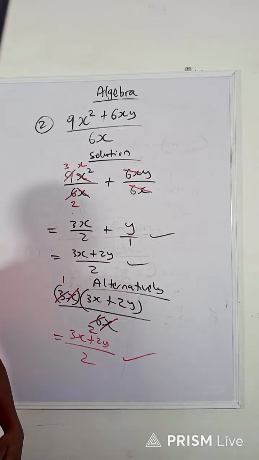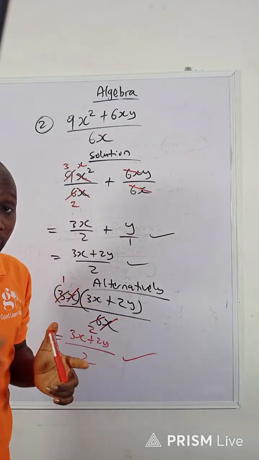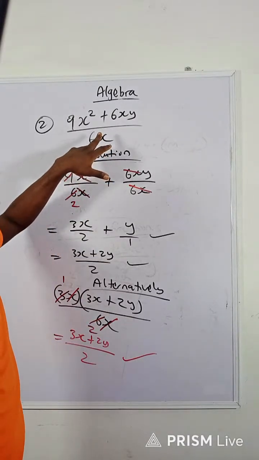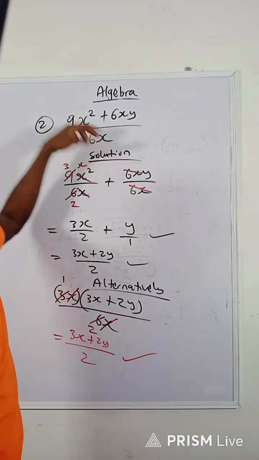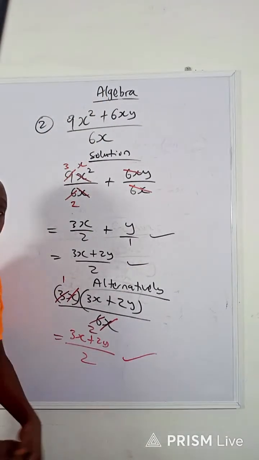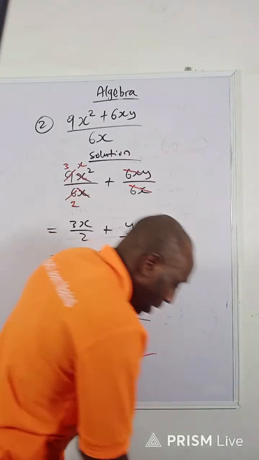All right? Just be careful how you simplify algebraic fractions, especially when you have a single term in the denominator and you have two or more terms in the numerator. You have to be very careful how you simplify that. So I just have to point out that it has to be done that way.